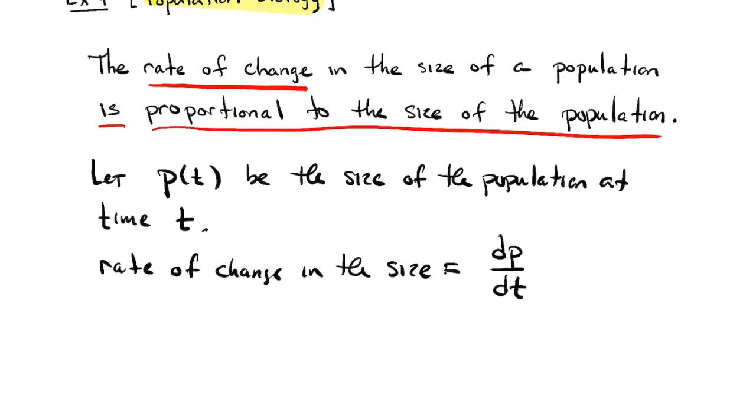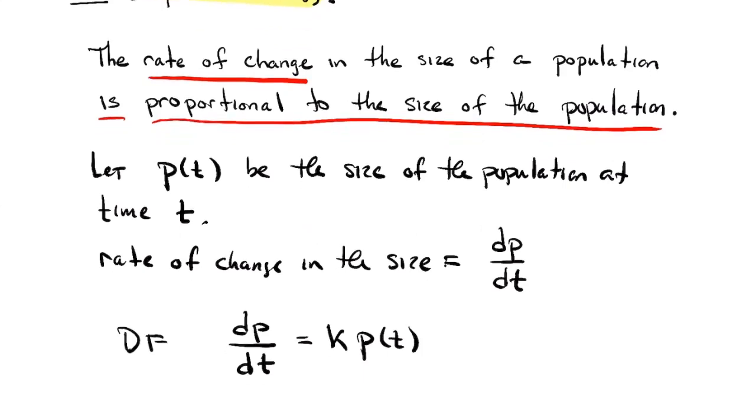So our differential equation says that that rate of change, dP/dt, is proportional to, remember that means it's a constant times, the size of the population itself. Okay, so there is our differential equation. Mathematically, it says that the rate of change of the size of a population is proportional to the size of the population.